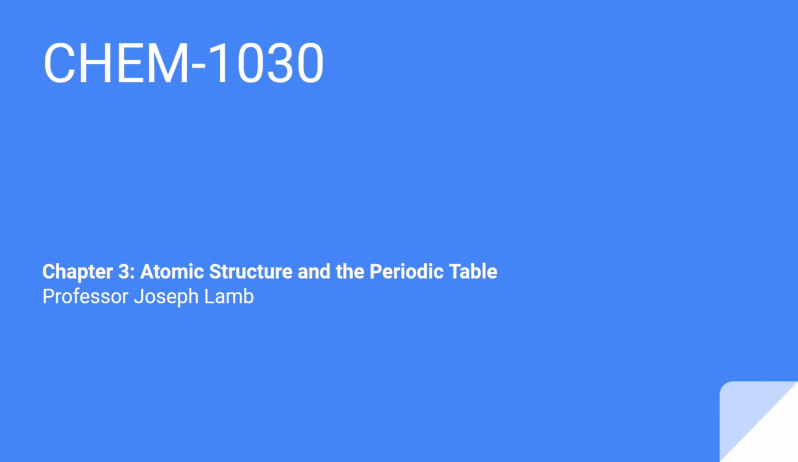Welcome back, folks. This is Chapter 3, Atomic Structure and the Periodic Table for Chem 1030, General Organic and Biological Chemistry for the University of Cincinnati. I am Professor Joseph Lamb, and today we are going to be focused on something a little bit different.